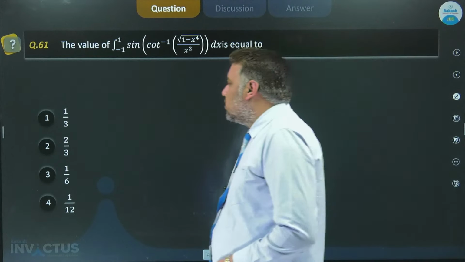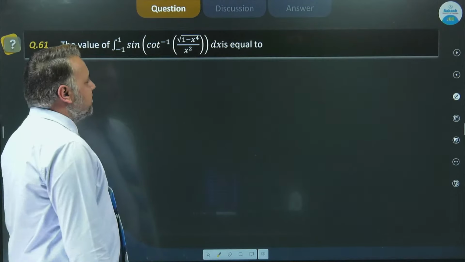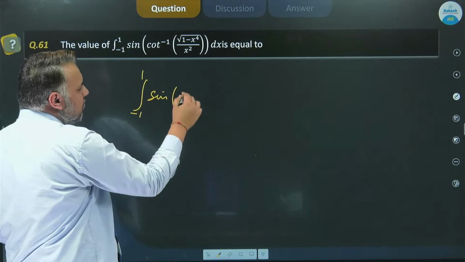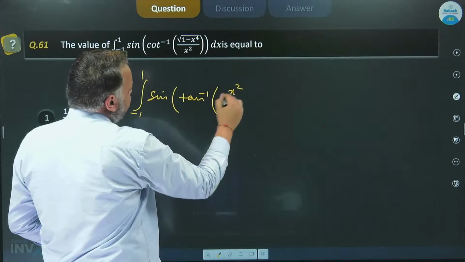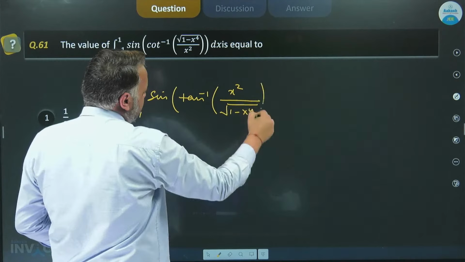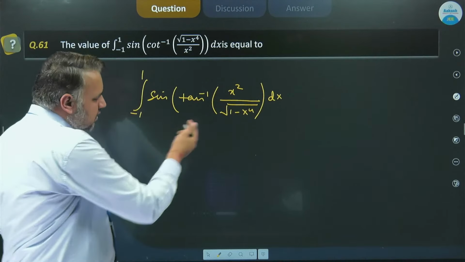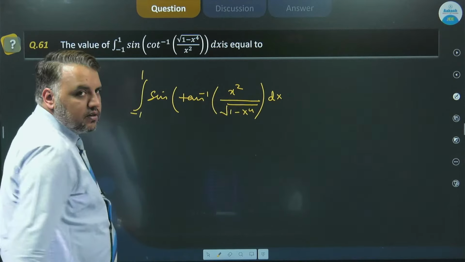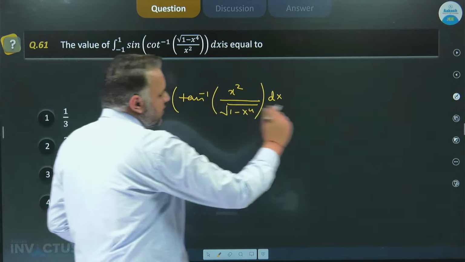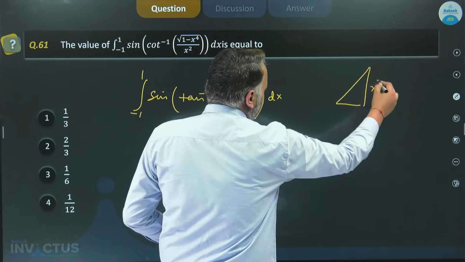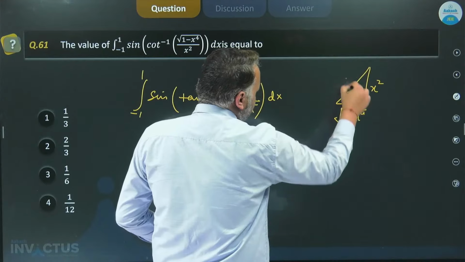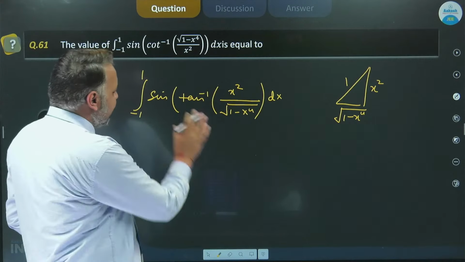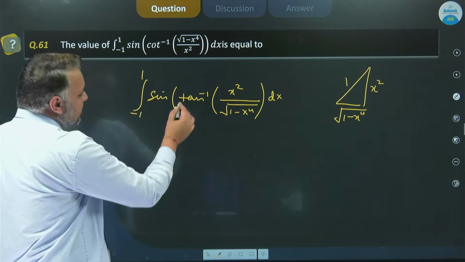Moving on to the next question. Integration from minus 1 to 1, sine of cot inverse of something. So let's convert this into tan inverse first. Sine of tan inverse of x square divided by root 1 minus x power 4, dx. Now obviously this is a positive, or you can say non-negative quantity. So this angle, tan inverse of something, is an acute angle. So by using a right angle triangle, you can comment that the hypotenuse will be 1. So the sine of this angle can be written as x square only, okay, well, sine inverse x square.